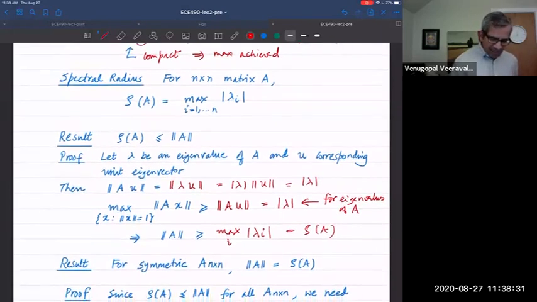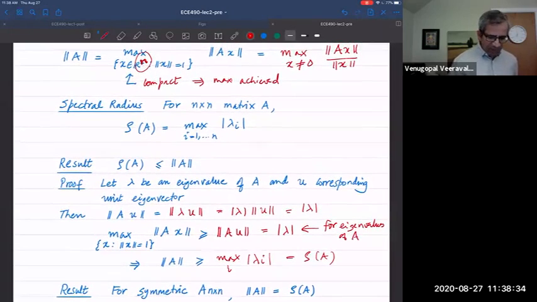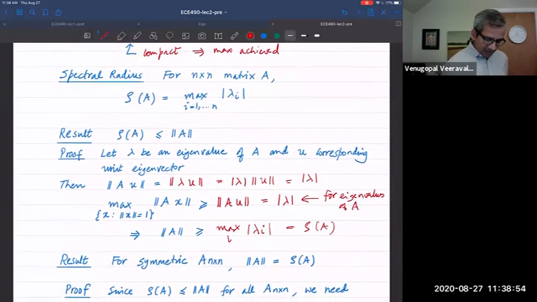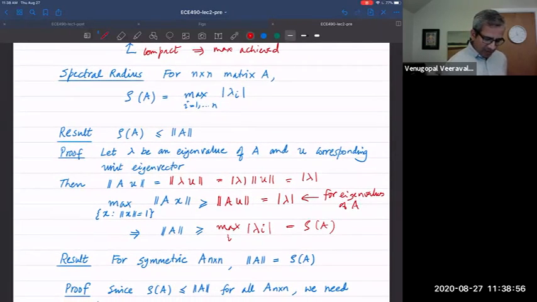For symmetric A, which is what we'll mostly be dealing with in this course, the matrix norm is actually the same as the spectral radius. Sometimes the matrix norm for a symmetric A is also called the spectral norm, because it's related to the spectral radius. So how do we show that?